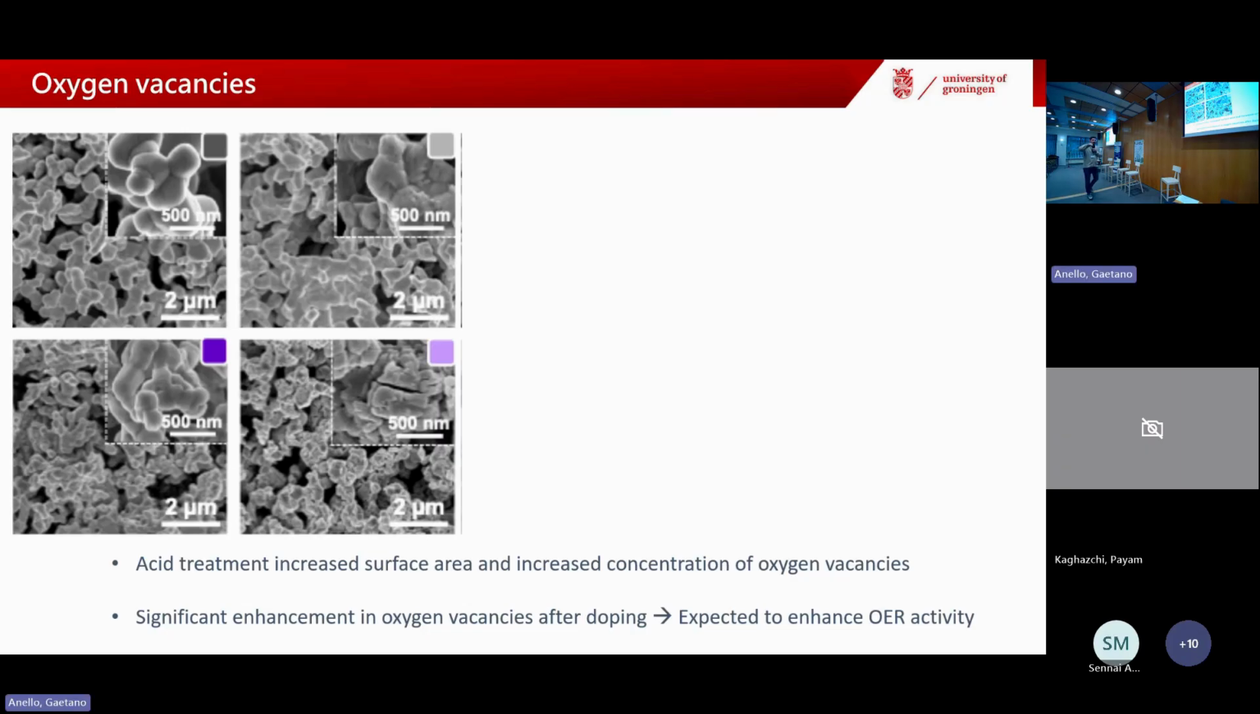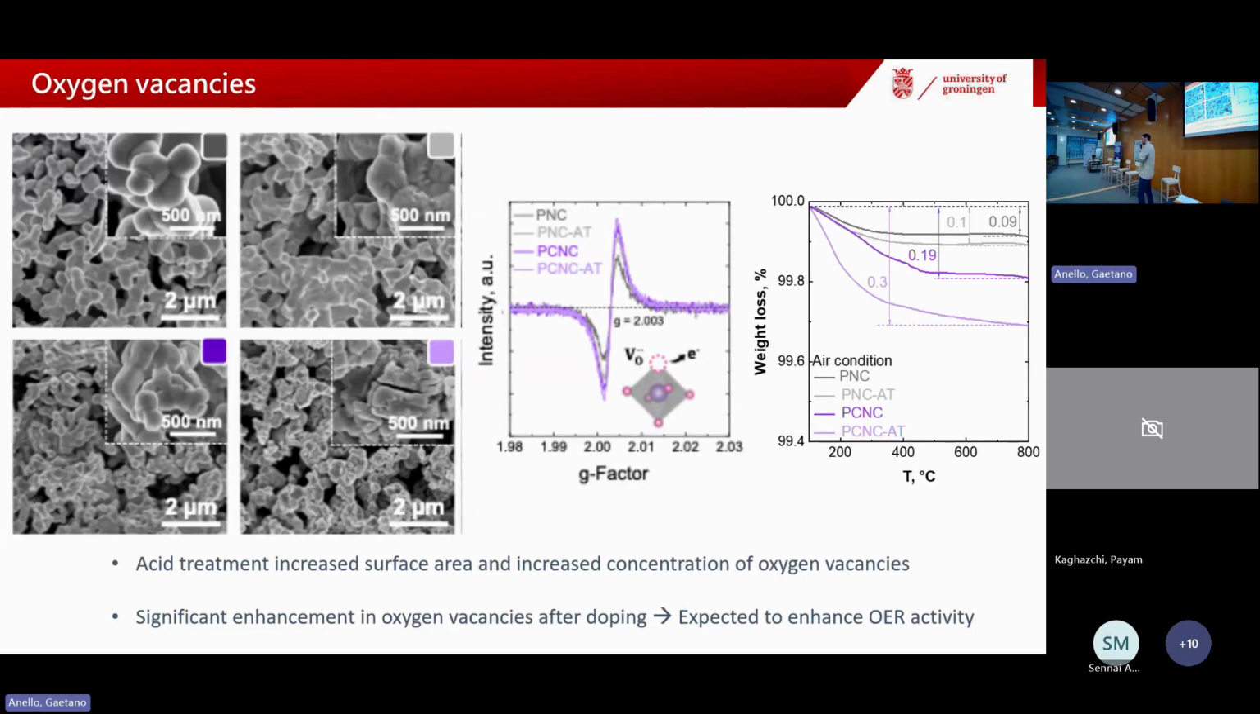Except for cleaning the surface, this also resulted in functionalization. So the first analysis that we wanted to do was electron paramagnetic resonance to measure the concentration of oxygen vacancies. As you can see, the doped sample with calcium, as expected, had a higher number of vacancies, but compared to the bare material, the bare PNC, the acid treatment also had an effect on the number of oxygen vacancies that we observed. In terms of oxygen exchange, you see from the TGA that the oxygen exchange is also more important in the doped and acid-treated sample.